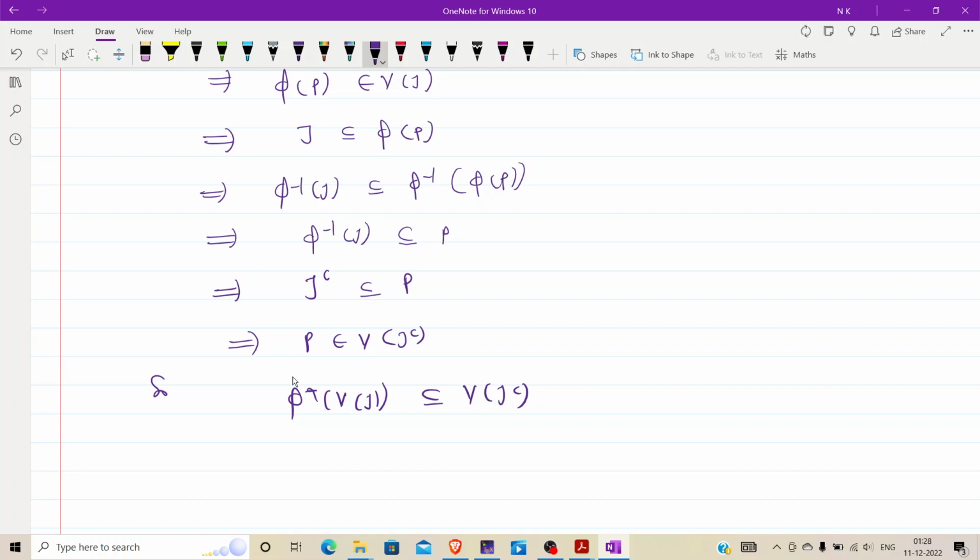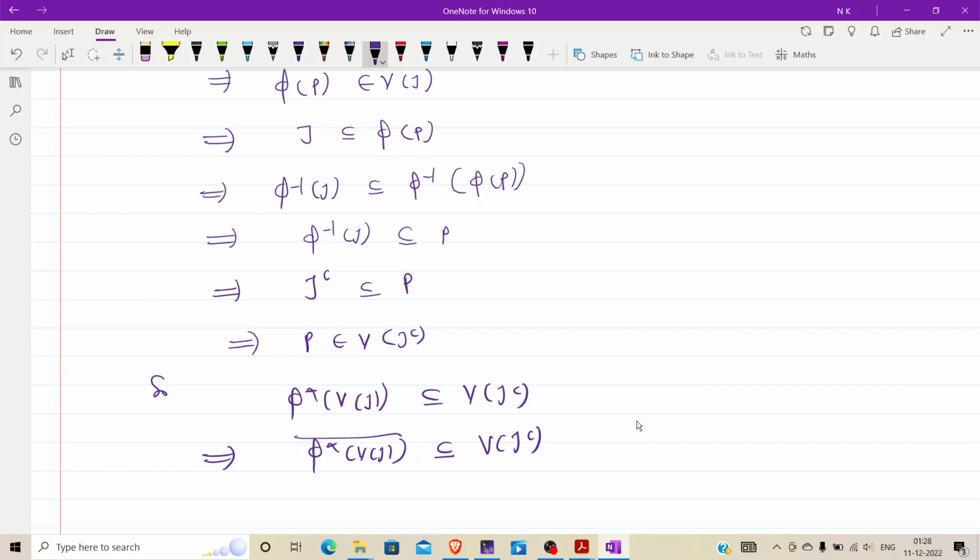Okay, so if this set is contained in this closed set, then its closure must be contained in this set, because this set is itself closed, right? So its closure cannot go beyond this set. So definitely what can I write? This implies the closure of phi star of V of J is a subset of V of J contraction, because V of J contraction is closed. Okay, now let's go to the reverse part of this.